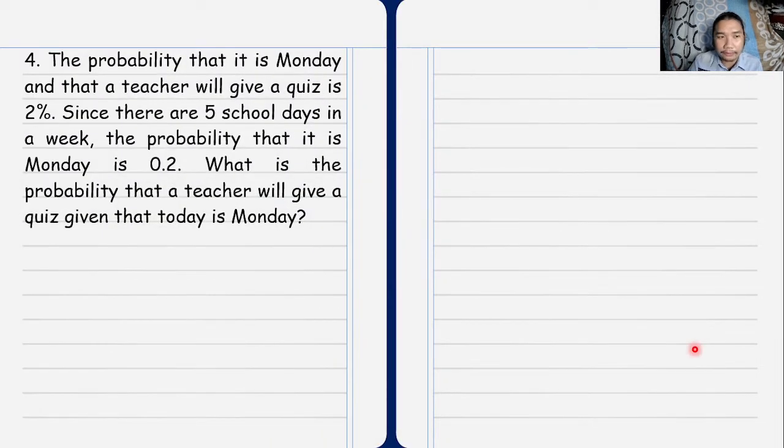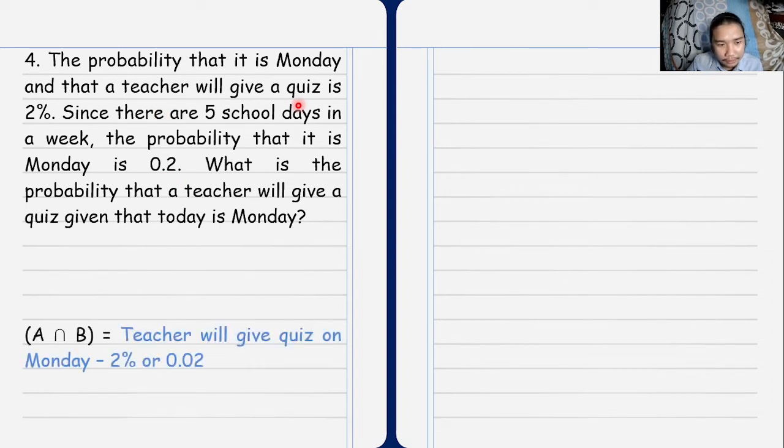And number 4, find the probability that it is a Monday and the teacher will give a quiz is 2%. Again, the probability that it is a Monday and that the teacher will give a quiz is 2%. So meaning that is the intersection. May word tayo na "and" dyan. So that is the clue word sa pag-identify ng intersection.